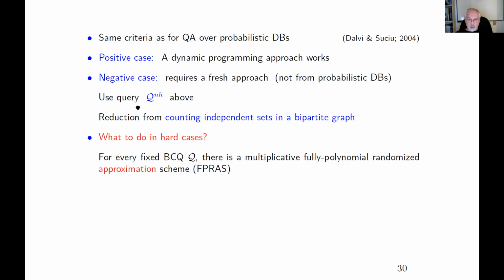So we can still use the same query though, but in this case, we have a reduction from counting independent sets in the bipartite graph. And what happens when we have hard cases? Well, actually, in the paper, we prove that we can approximate, in a reasonable manner, the result. So for every fixed query, there is a multiplicative fully polynomial randomized approximation scheme, which is considered to be something positive. Right?